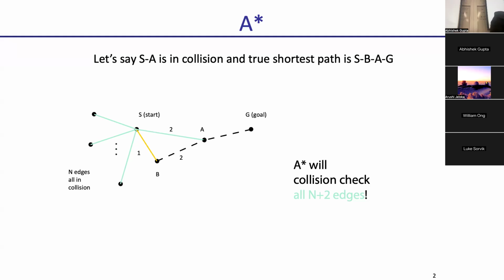Oh, you know why this example makes sense? It's because S and A is in collision. Yeah, I didn't make a mistake, but it's because S and A is in collision. So S and A is in collision, S and B is not in collision. So this is in collision, this is not in collision, and so the shortest collision-free path is S, B, A, G.